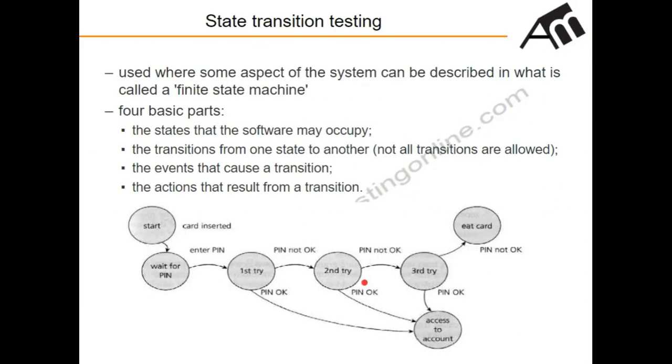A finite state machine simply means that the system can be in a finite number of different states, and the transitions from one state to another are determined by the rules of the machine.